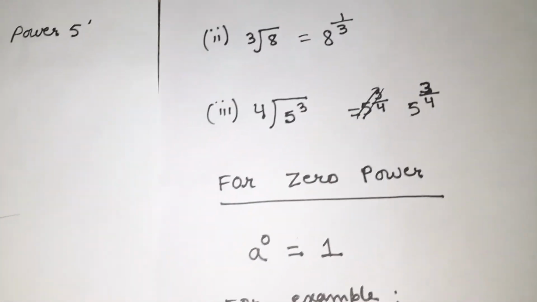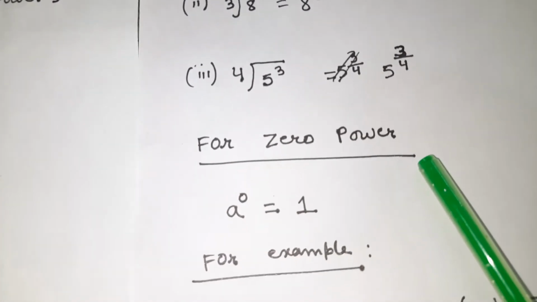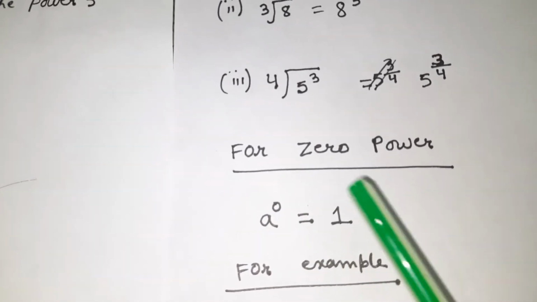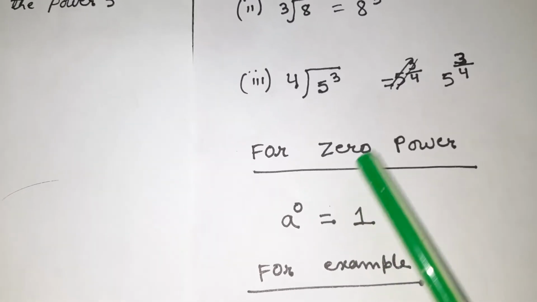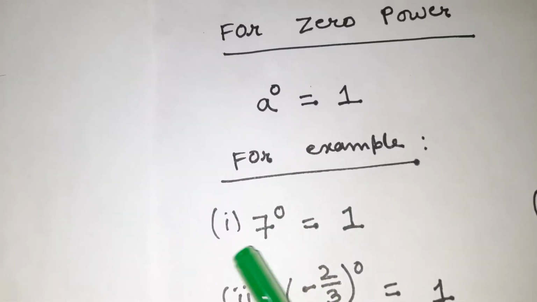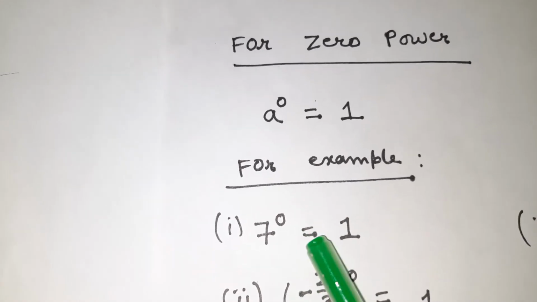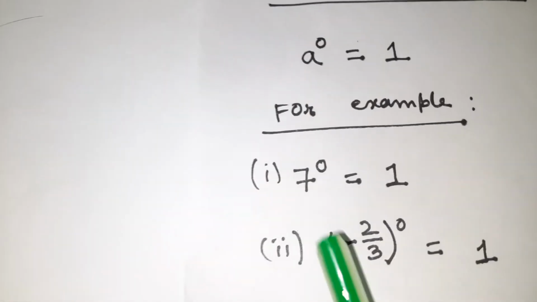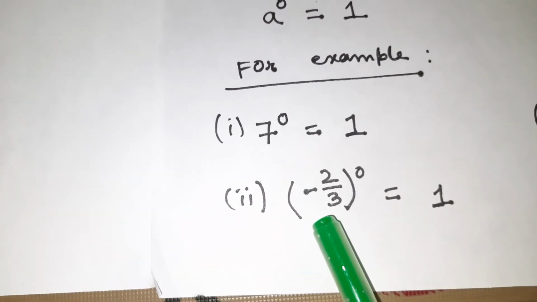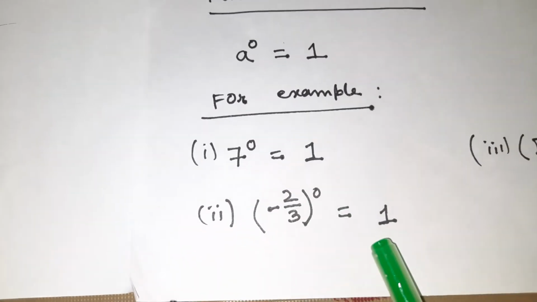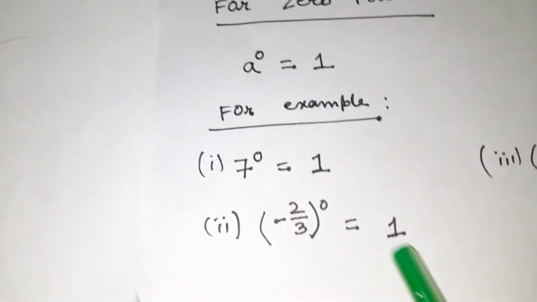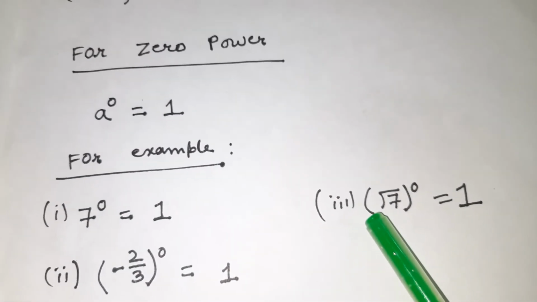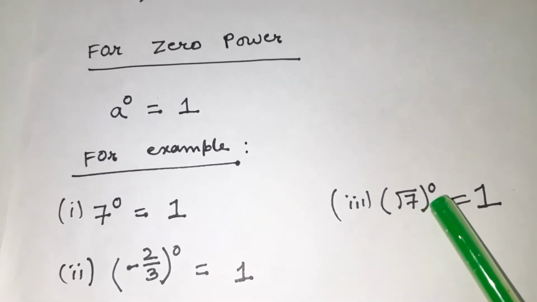And one more point, it is very important for zero power. A raised to the power 0 is equal to 1. It will always be 1 when there is a raised to the power 0. Is it clear? Let us take one example. 7 raised to the power 0 is equal to 1. Another example, minus 2 by 3 raised to the power 0 will become 1. It means anything whose power is 0 will become 1. One more example. Root 7 raised to the power 0 will be 1.